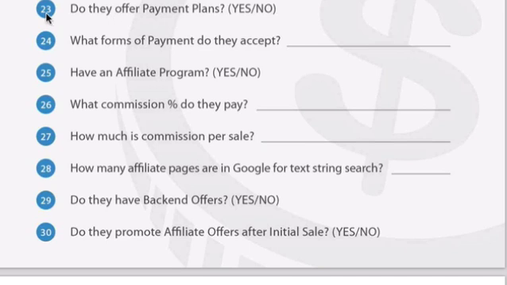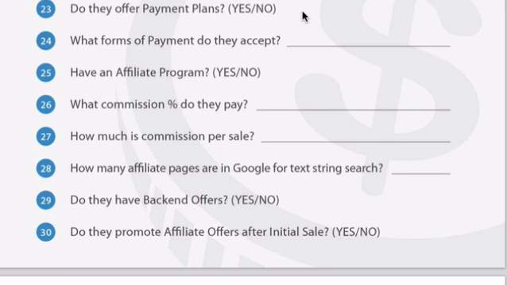We want to know, do the competitors offer payment plans, yes or no? So that's number 23. Number 24, along with that, what types of payment do they accept? Do they have a merchant account with Stripe? Are they using the Stripe system, which is becoming very, very popular for online companies of all kinds? Do they take PayPal? Do they take Visa, MasterCard, American Express, Discover, Diners Club, JCB, or whatever that one's called? What are the payments?